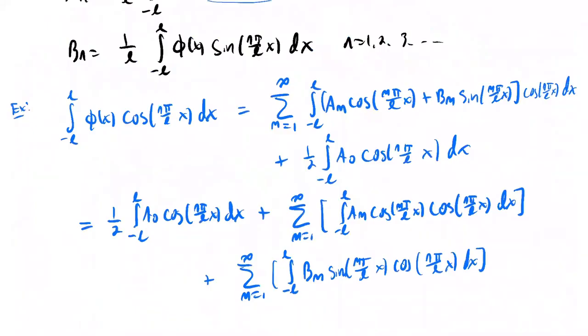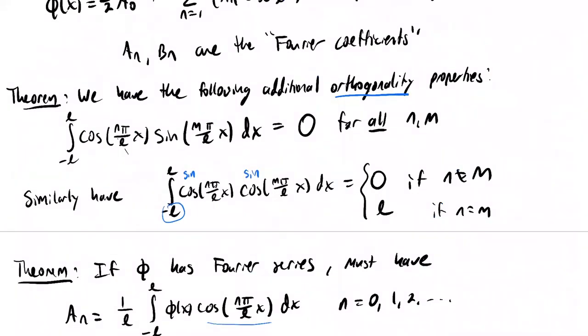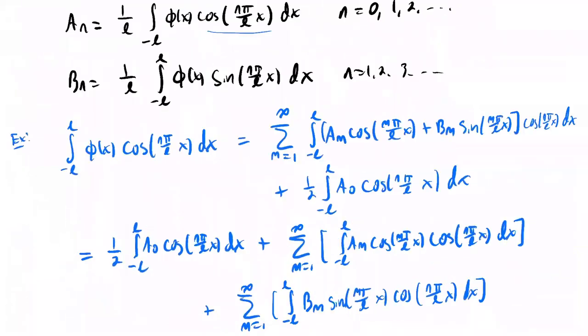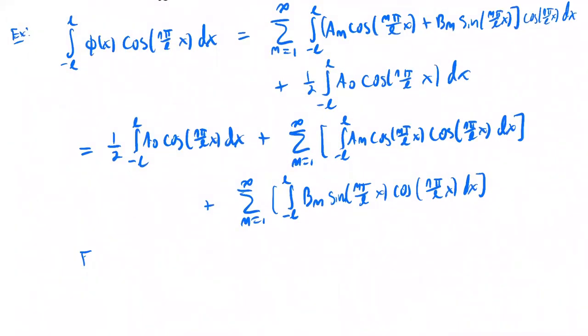Okay, well, we have these orthogonality properties, and what these orthogonality properties will imply is that every single term in the expression I just wrote out is going to be 0 except for one term. Right, so every term is 0 except where m is equal to n. And so this is the orthogonality.